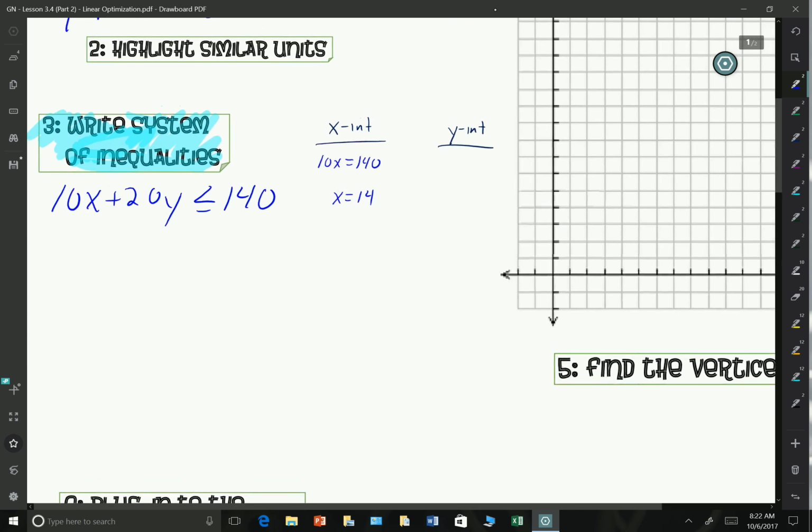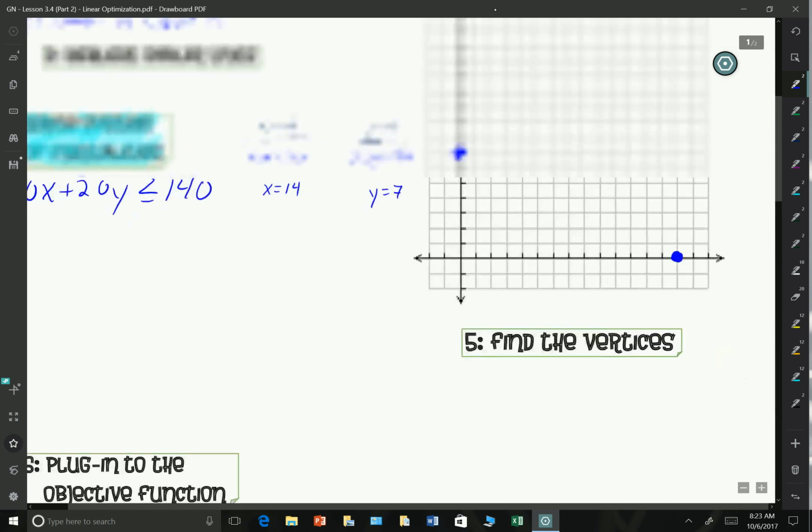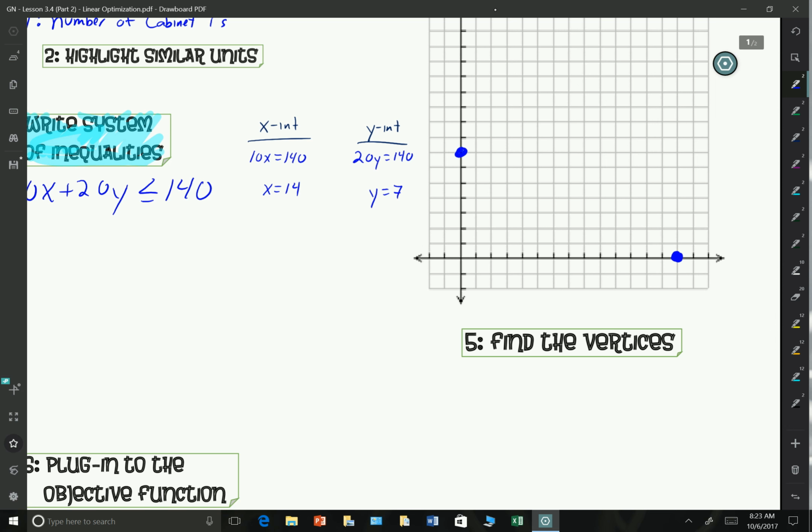So I go to my x-axis. 1, 2, 3, 4, 5, 6, 7, 8, 9, 10, 11, 12, 13, 14. You plot a point on 14 on the x-axis. The y-intercept is take the y term, set equal to the total of 140, so y is 7. So 1, 2, 3, 4, 5, 6, 7. I plot the y-intercept. I have 2 points on that line. So I just connect those 2 points with my straight edge, with my ruler. Draw the line. You want a straight edge because you're not using slope.